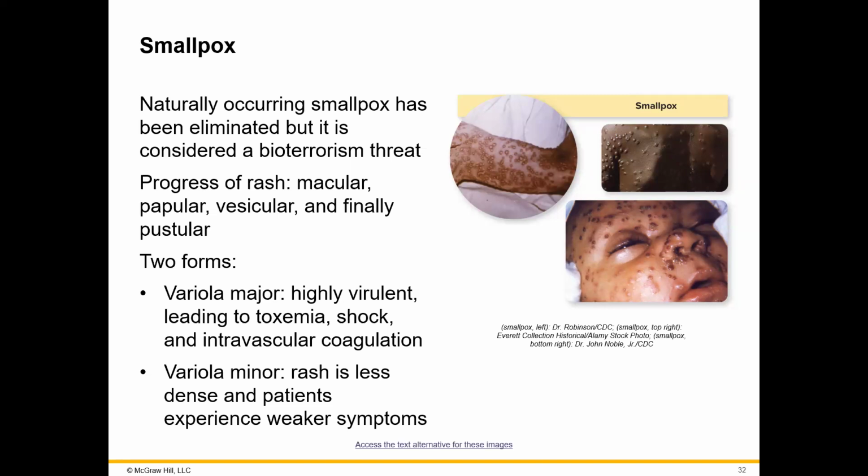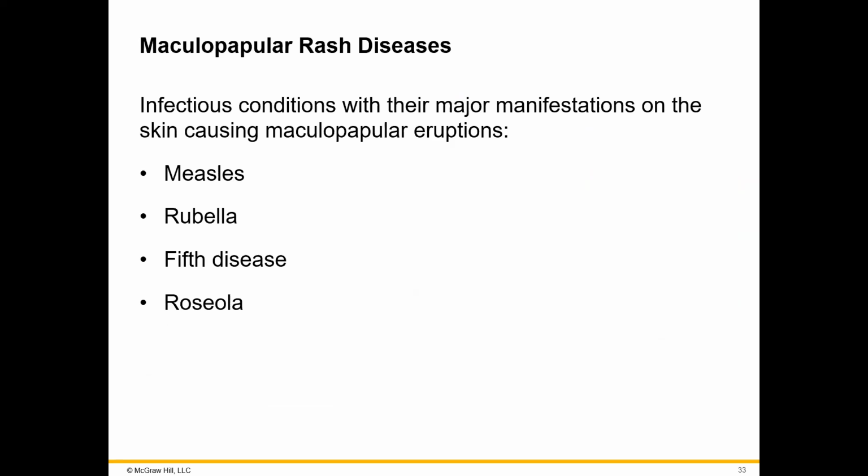There's 2 forms of smallpox, variola major and variola minor. Variola major obviously causes the more major disease. It's very virulent. It's extremely contagious. It can lead to toxemia, shock, and intravascular coagulation. Smallpox is a deadly disease. So we're talking about anywhere from 30 to 50% mortality rate with some of these guys. So you don't just get the rash, but you get other symptoms as well that are associated with smallpox.